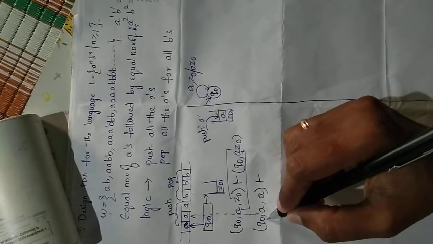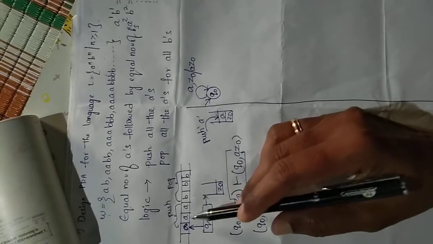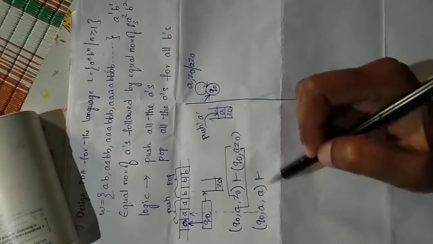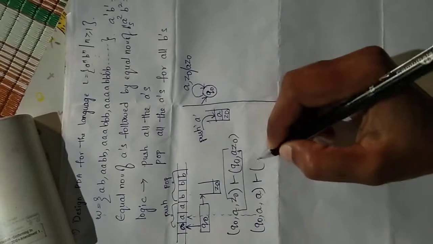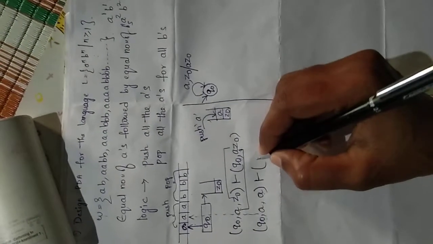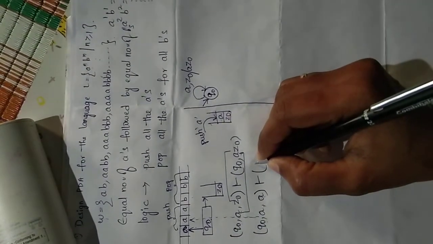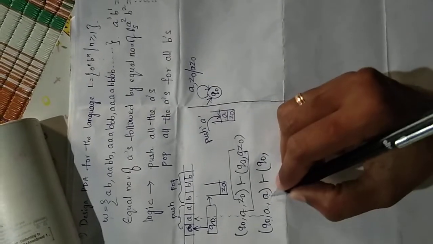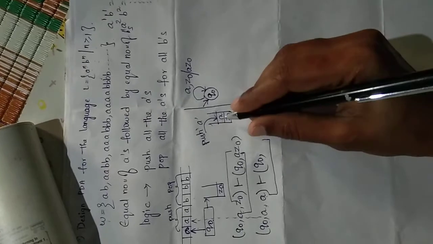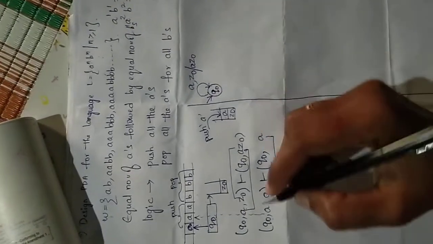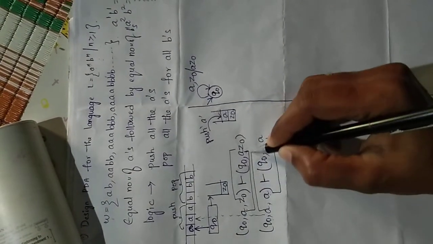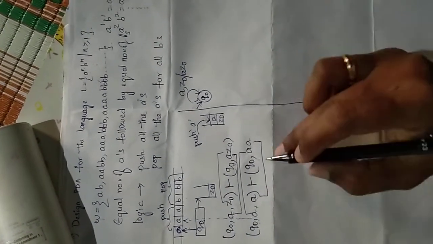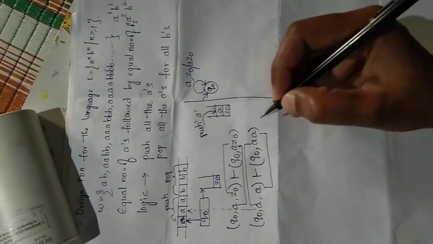So the state is Q0, the symbol is A, and the previous top symbol is A. Now what we have to do here: for all A's you have to push the symbol. That is the logic. When you are pushing the symbol, you have to stay in the same state. So what is the state here? Q0 only. The previous stack symbol is A only, and the input symbol you are going to push is A only.